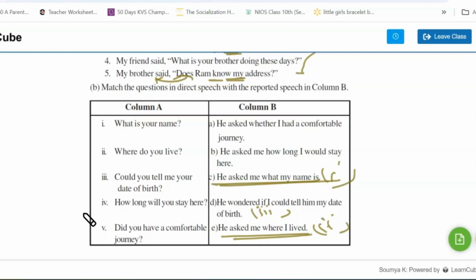How long will you stay here? It is, he asked me how long I would stay there. Fourth, did you have a comfortable journey? He asked whether I had a comfortable journey. So it is matching with the fifth.